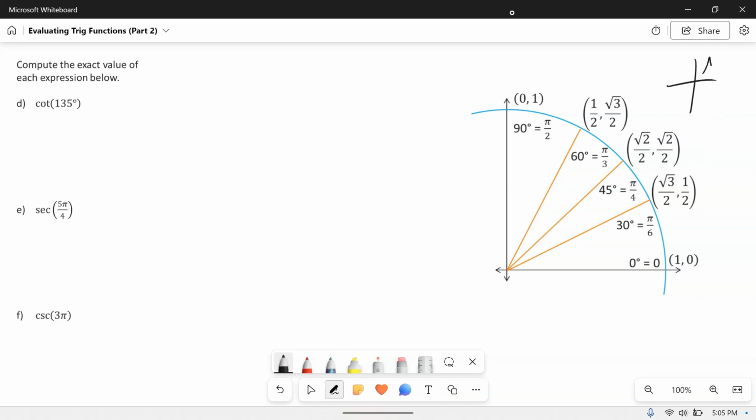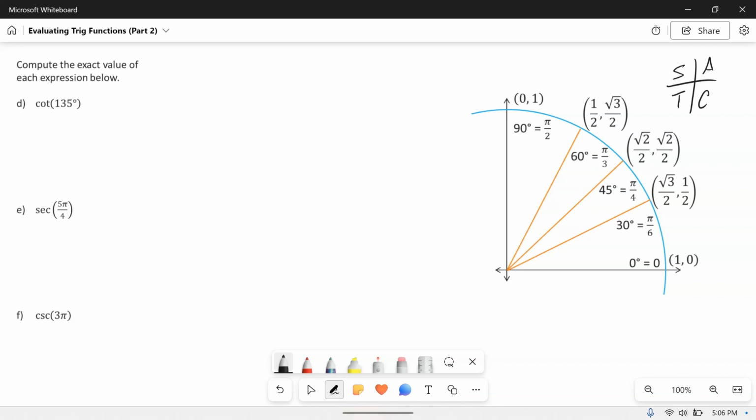We know all of them are positive in the first quadrant. We know sine and cosecant are positive in the second. We know tangent and cotangent are positive in the third, and then we know cosine and secant are positive in the fourth quadrant. We also need to know our first quadrant of the unit circle, so we need to know the 0, 30, 45, 60, and 90 degree angles and their corresponding coordinates on the unit circle.